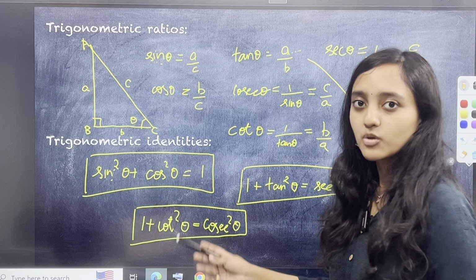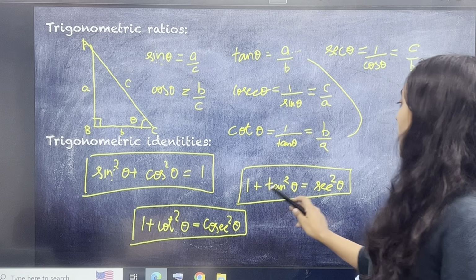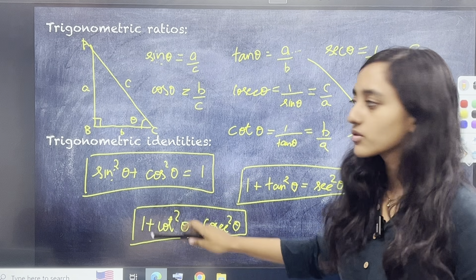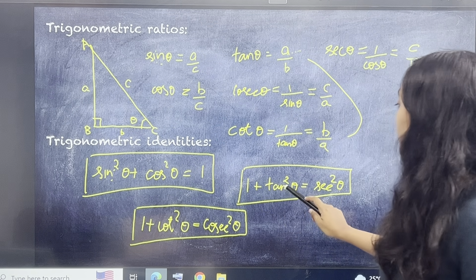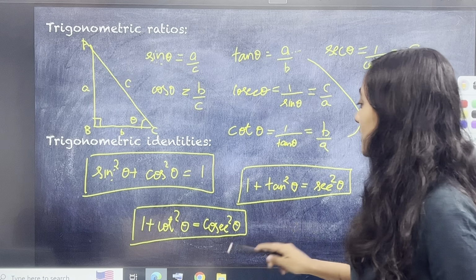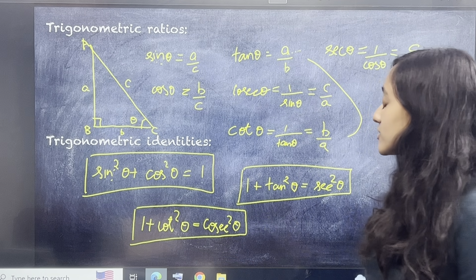उन दोनों को add करोगे तो 1 आएगा. That is something you can remember. 1, ये theta सब क्या है? They are all angles. Okay, this particular angle is what we are talking about all over the place. 1 plus tan square theta is equal to secant square theta. 1 plus cot square theta is equal to cosecant square theta.